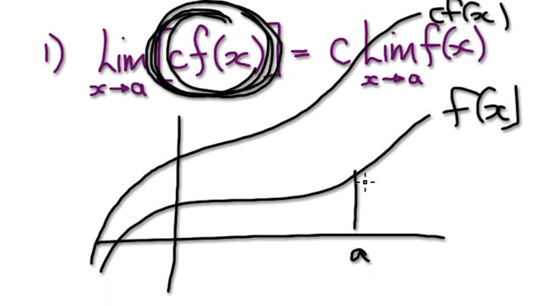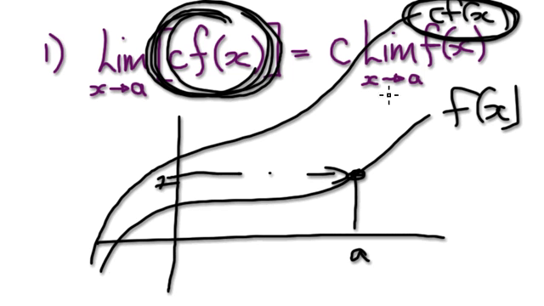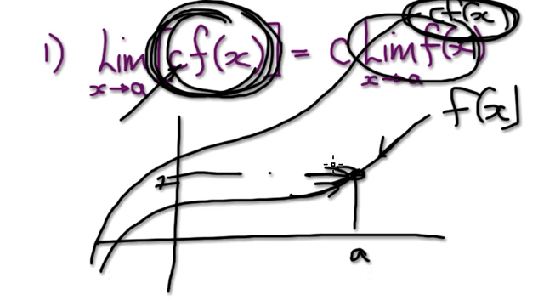Now, if you look at, let's say, the point a, and let's say the limit there is 7. When you look at this function, it's really you working out the function and then you times it by whatever c is. So it's stretched by a factor of c. Well, if you find the limit first, that's the same as multiplying the limit by c.